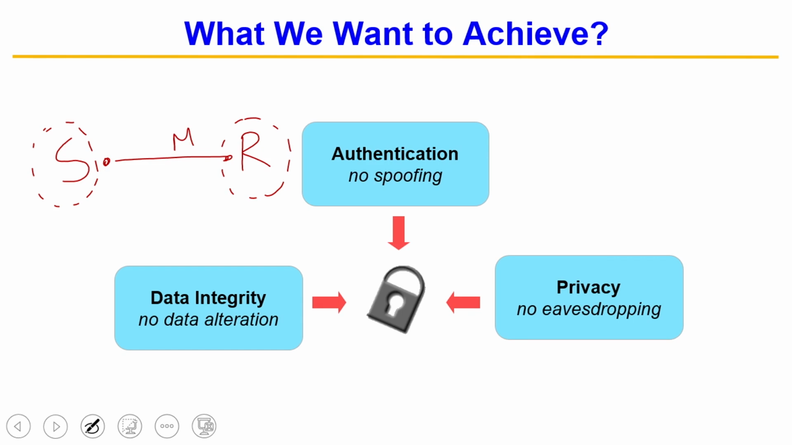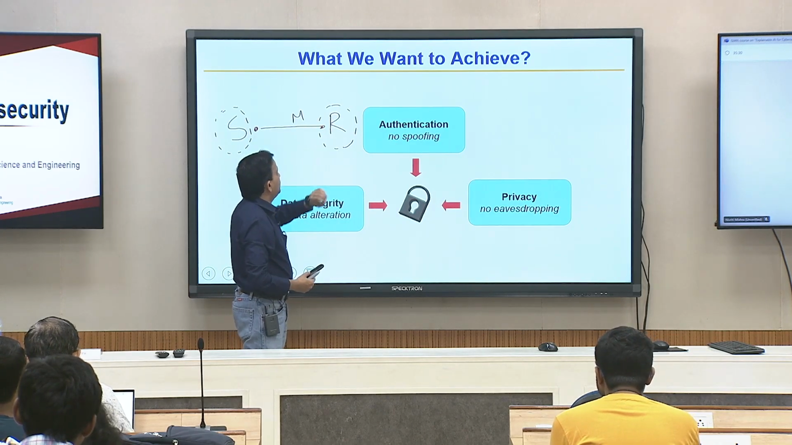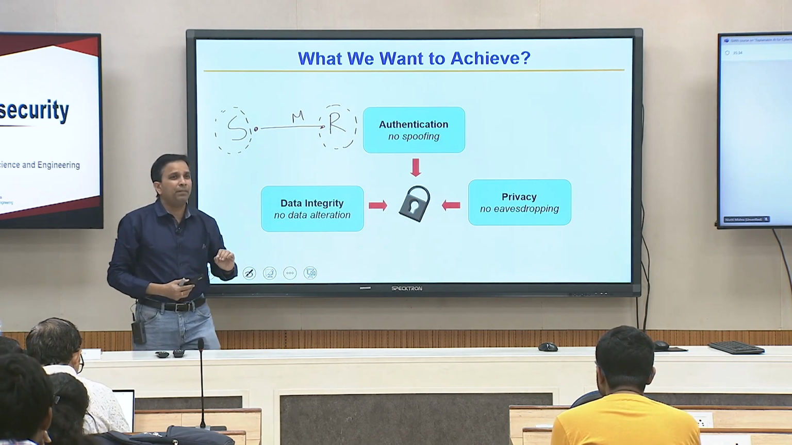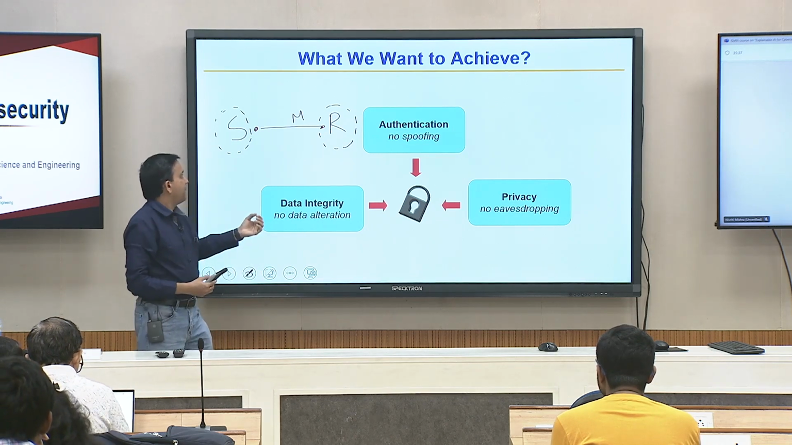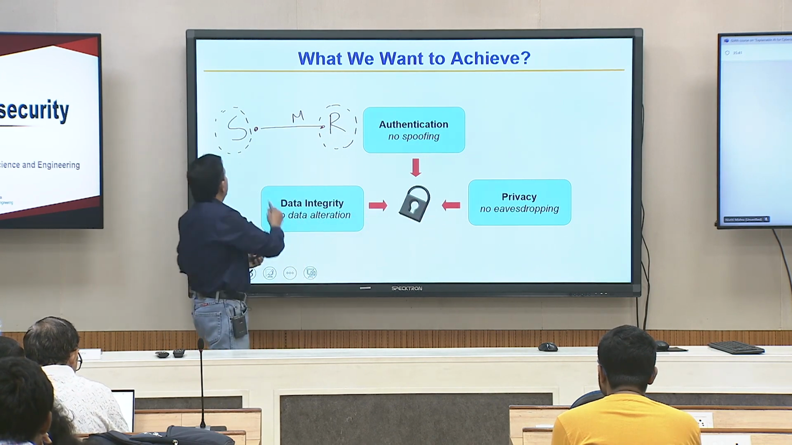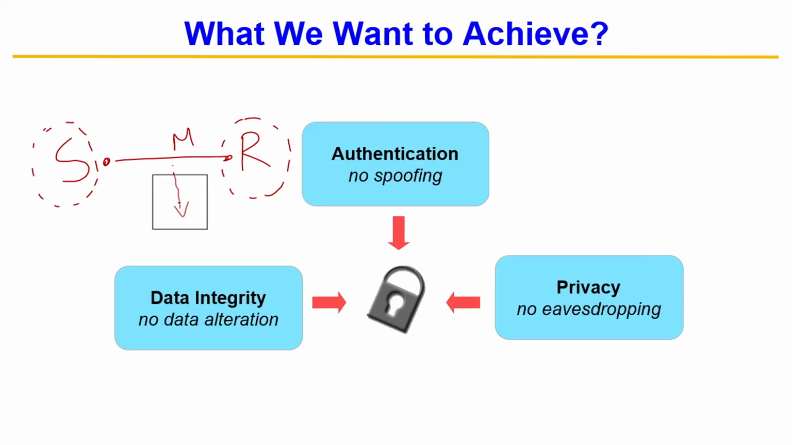So, therefore, when I am sending the message, my expectations are at least these three things. Authentication: when a message comes from S and the recipient is looking at it, it should be from S, it should not be from anybody pretending to be S. So, that is the authentication. And then privacy: when S and R are talking, nobody should be listening to this conversation and understanding it. So, this should not be allowed.